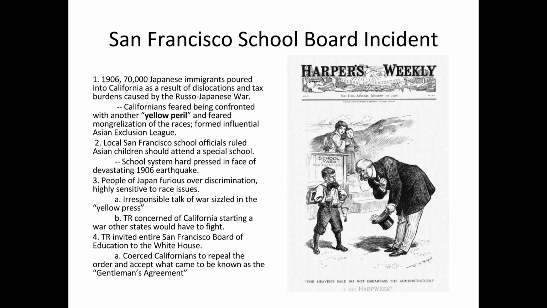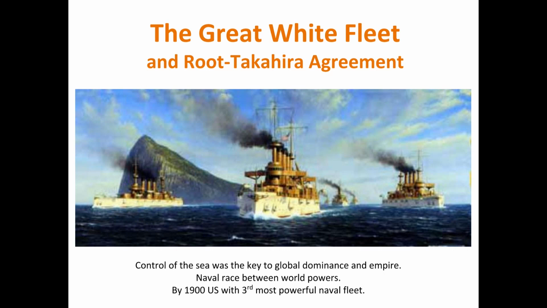Teddy Roosevelt was concerned that California was essentially starting to start a war with Japan, so he invited the school board to the White House and talked them into repealing the law, and it became known as the Gentleman's Agreement. But as part of that agreement, Congress starts to pass laws that restrict Asian immigration to include Japanese, Filipinos, etc.